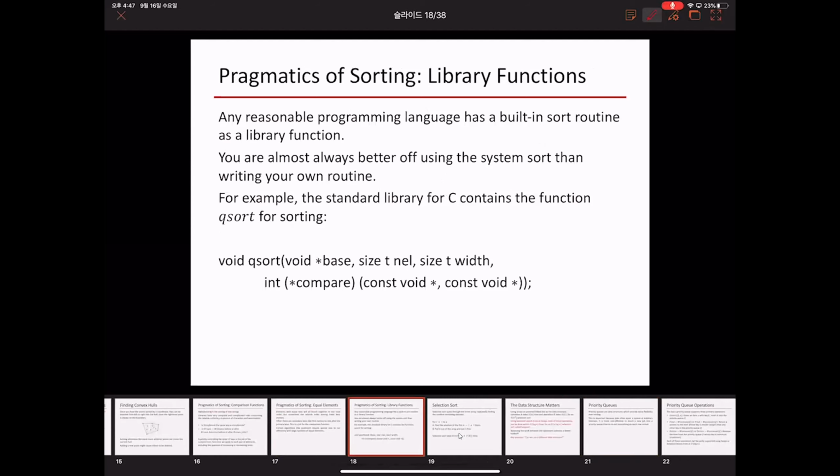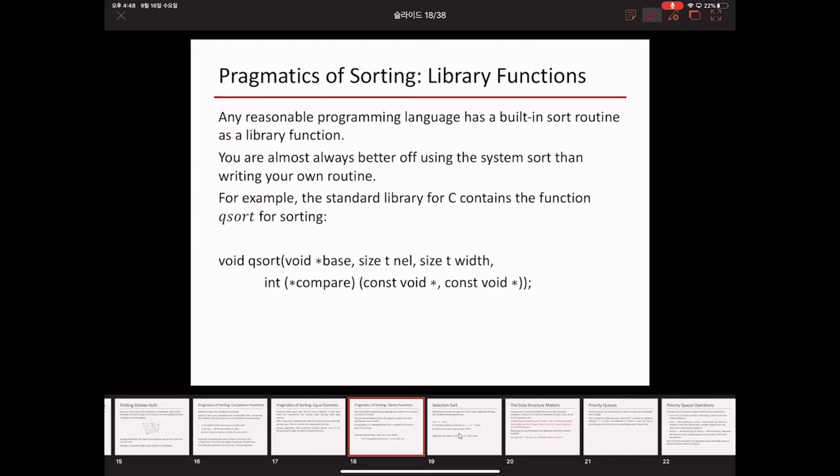So, binary functions. Any reasonable programming language has a built-in sort routine as a library function. So whenever we ask to sort, we don't write bubble sort or quick sort ourselves. The best way is using the library. I'm using sort, open the bracket and close the bracket. You are almost always better off using the system sort than writing your own routine, because the sorting algorithm is written at the lowest level, in C or assembly. Therefore, it can guarantee the quickest one.